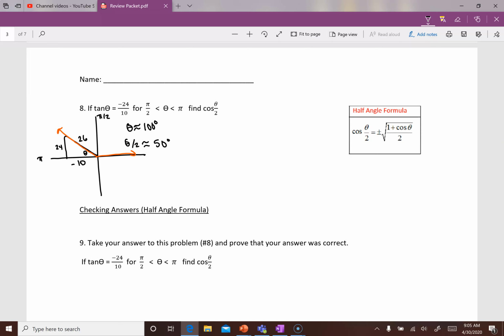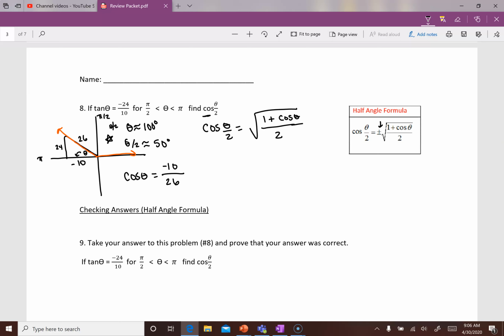So where is 50 degrees located? It's located in the first quadrant. So if theta over 2 is in the first quadrant, we know that cosine is positive in the first quadrant. So we're going to choose the positive answer here. Let's go ahead and plug in now. We've got cosine of theta over 2 is equal to the positive square root of 1 plus cosine theta over 2. So this is a good reminder that I actually have to find cosine theta. So I'm going to go back to my triangle here. Cosine theta is adjacent over hypotenuse, which is going to be negative 10 over 26.